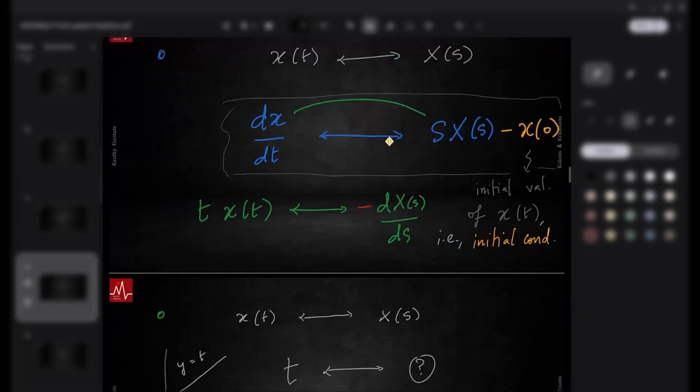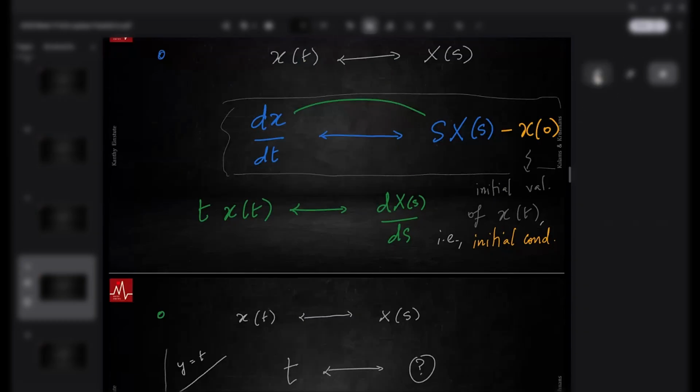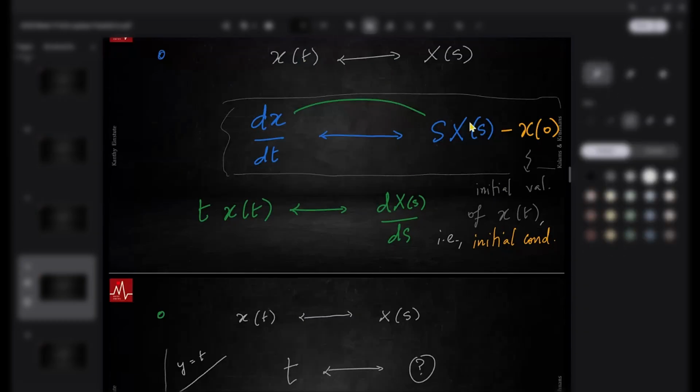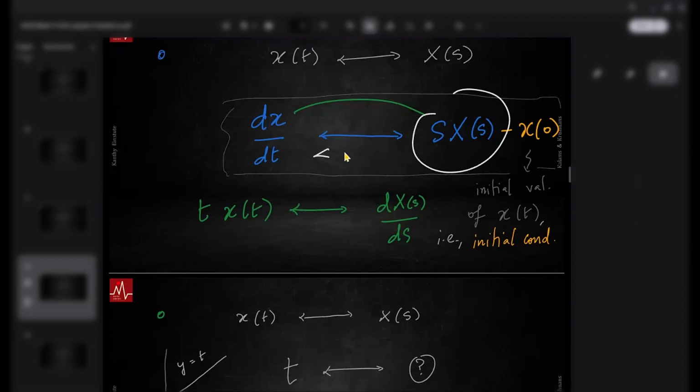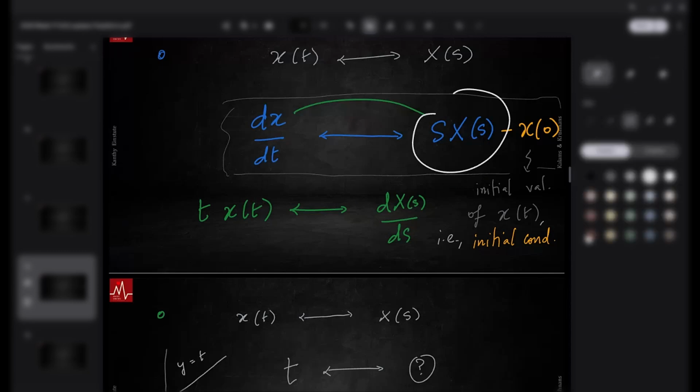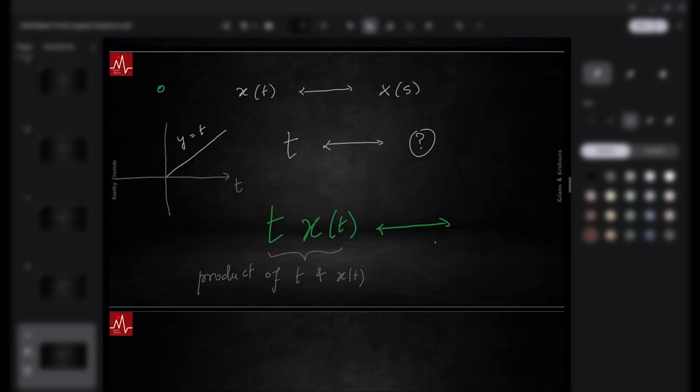So it almost looks like this. Notice it looks like we have flipped it. We are trying to find the transform of t x of t. It happens to be the derivative of the Laplace transform x of s, but with a negative sign. Again, we'll put this equation at the right place. So t x of t transforms to minus the derivative of the transform.